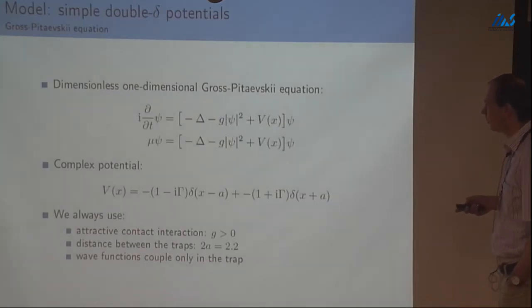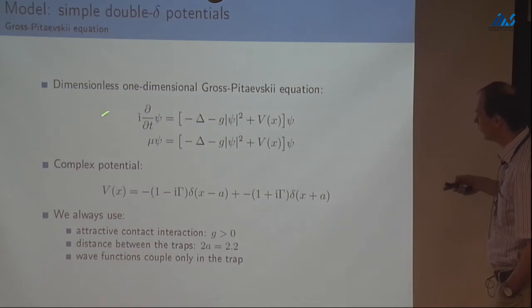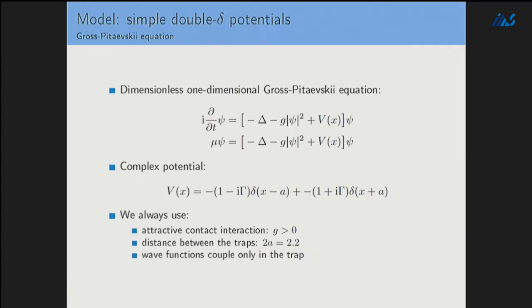We use the dimensionless one-dimensional Gross-Pitaevskii equation in this form with this potential. That's the complex potential we use with these gamma values at the delta functions. So at x equals plus a, we will have the incoupling effect, a positive imaginary potential. Here we have a negative imaginary potential in the left well. And as before, in all calculations, I will assume an attractive contact interaction, where the parameter in these equations is a positive value. I will use a fixed distance of the traps. I did not change it in these calculations.